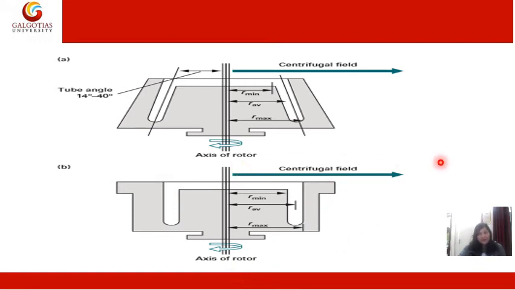This is the centrifuge tube. If the centrifuge tube is on the right hand side, the centrifugal field will be from the left to right, and when the sample tube is at the left, the centrifugal field will be from the right to the left.